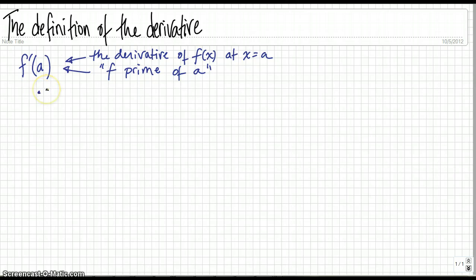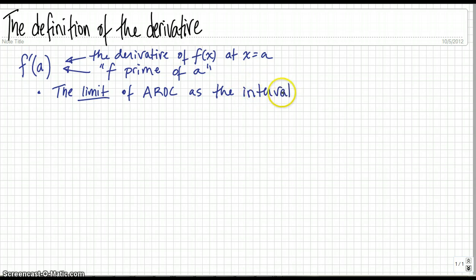So what is the derivative? We've got a few ways we can think about it. The derivative is the limit of the average rate of change as the interval goes to 0. Remember, the average rate of change is always over an interval. So if we shrink that interval up until it goes to 0, we're going to get the derivative.